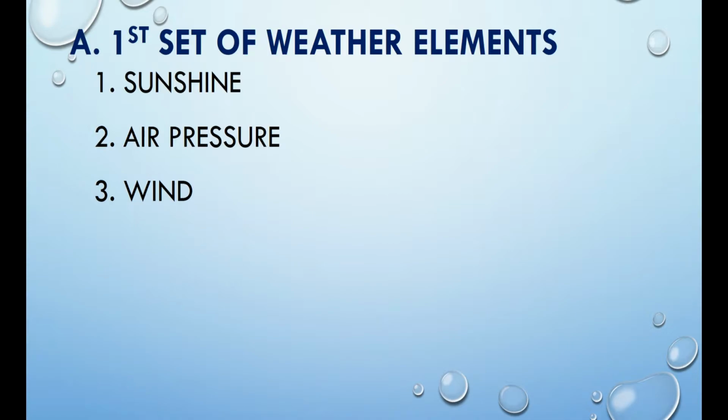So we have the first set of weather elements: the sunshine, air pressure, and the wind. And the sun causes all our weather because it hits the earth unevenly. The contrast between Earth's hot parts and cold parts turns the atmosphere into a powerful engine, and this powerful engine keeps the cold and warm air moving, thus makes changes in air pressure. And those air pressure changes cause wind.